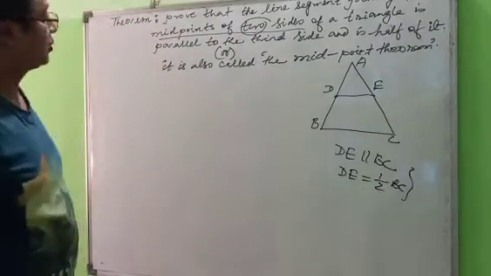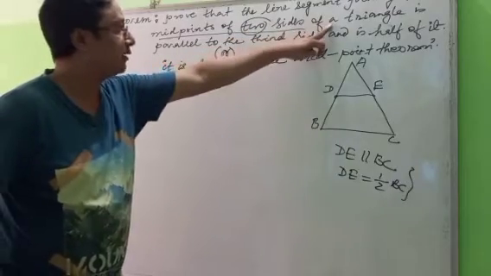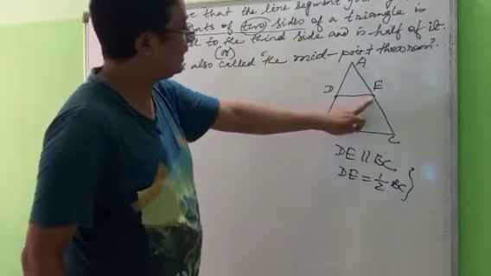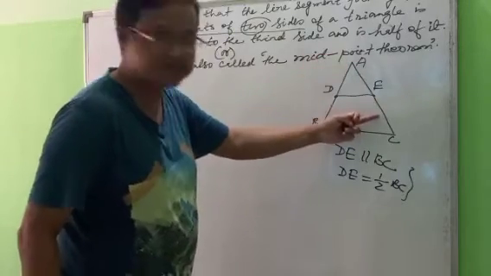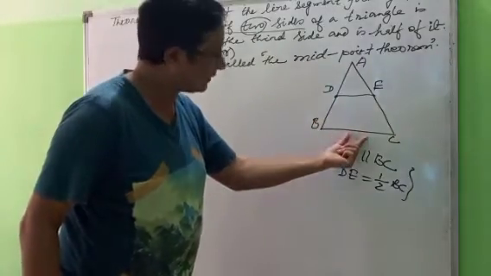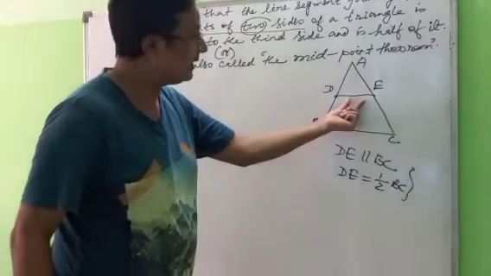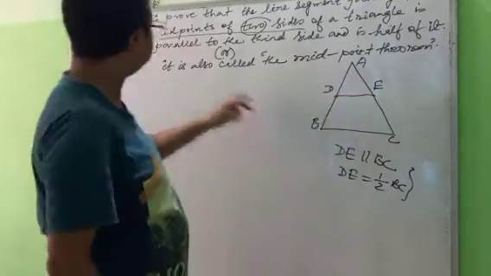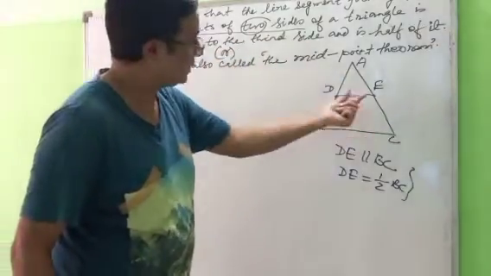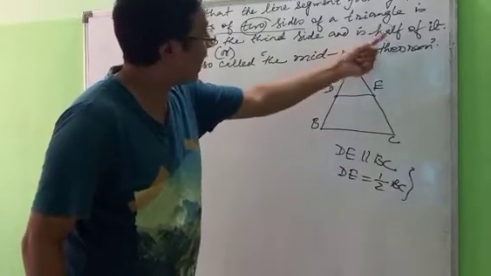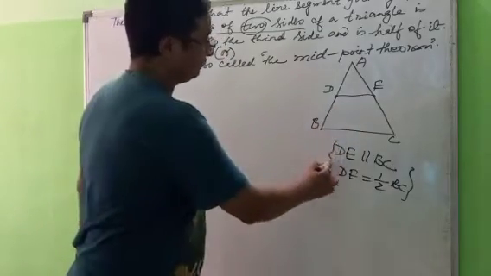From the statement, the midpoints are D and E, the midpoints of the sides AB and AC respectively, and BC is the third side. By joining these midpoints, you get the line segment DE. This DE must be parallel to the third side BC and is half of it. So DE should be half of BC. You will prove this true.